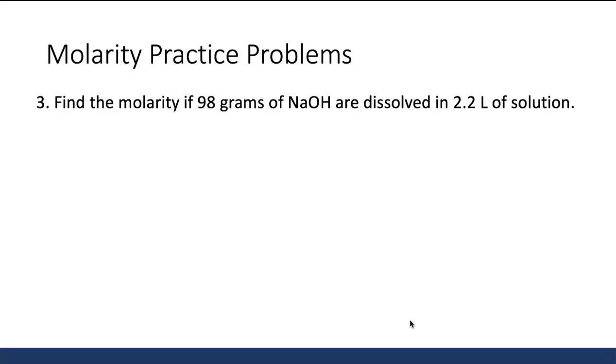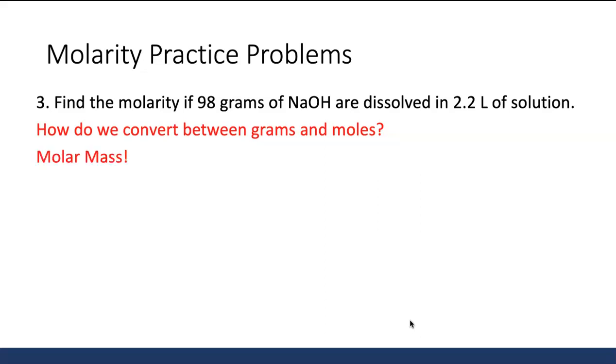All right, number three, find the molarity if 98 grams of sodium hydroxide are dissolved in 2.2 liters of solution. Well, we don't have moles in this equation, but how do we convert between grams and moles? Well, we know how to do that. We just need the molar mass. So before I can calculate molarity here, I'm going to convert 98 grams to moles. So that requires the molar mass of NaOH.